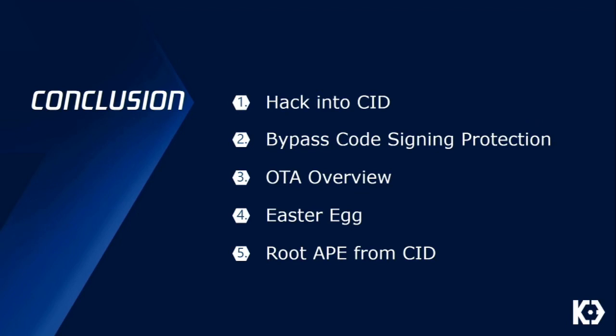In conclusion, let me sum up our presentation. We talked about the vulnerabilities in WebKit and nvmap. We utilized them to gain root privilege on CID. We talked about how we bypassed the code signing protection. Furthermore, we reviewed the details of the OTA process. We explained how we customize the Easter egg. Finally, we introduced the vulnerability we used to root APE remotely.